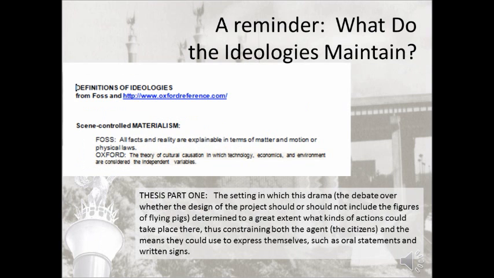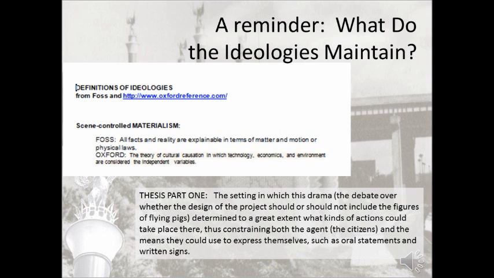Foss's short explanation of materialism states that all facts and reality are explainable in terms of matter and motion, or physical laws. The expanded explanation from the oxfordreference.com, and there is a link to it in the ideologies document, states that when applied to cultural events, materialism means that technology, economics, and environment exert the strongest influences as variables, meaning things that can change.